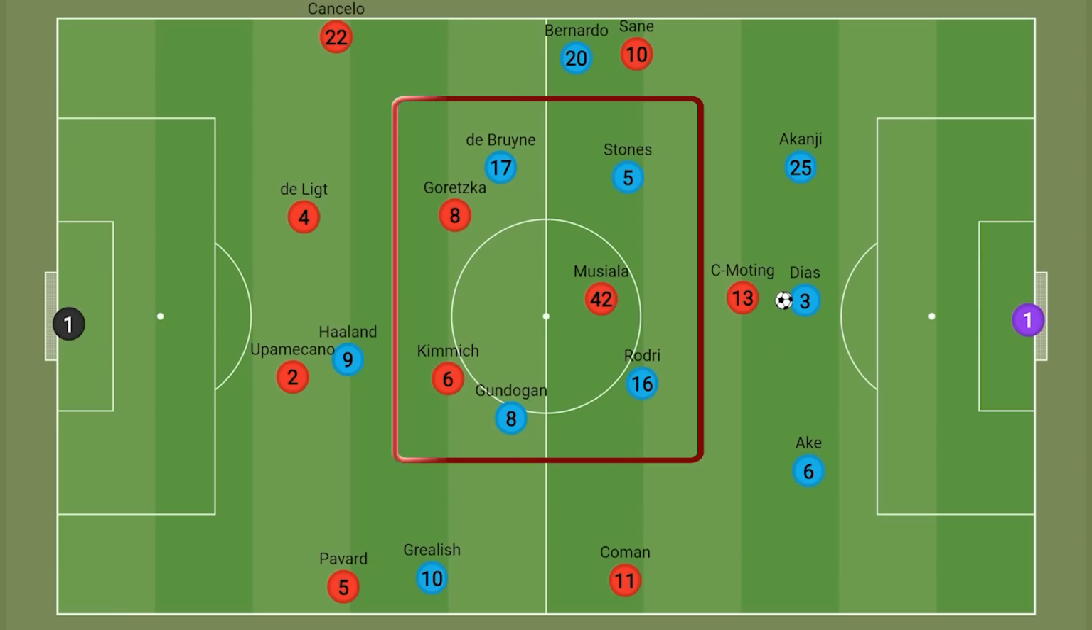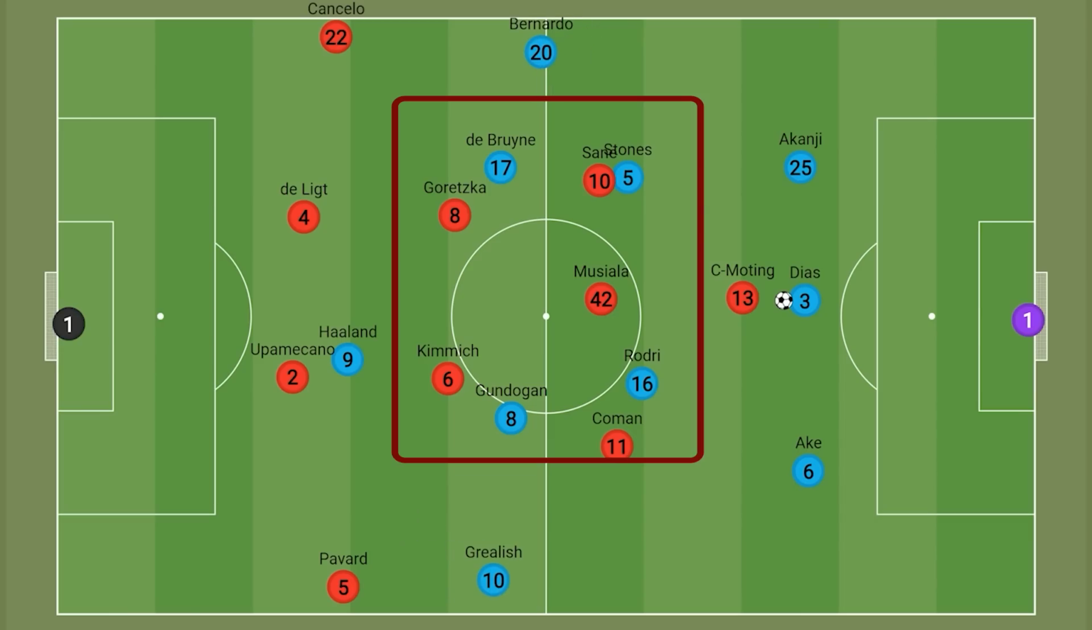Of course, the shape had advantages for City, as it would mean that they potentially had the overload in the midfield in this 4 versus 3 shape, and this would mean that Bayern Munich had to defend with much narrower wingers, creating space out on the flanks.